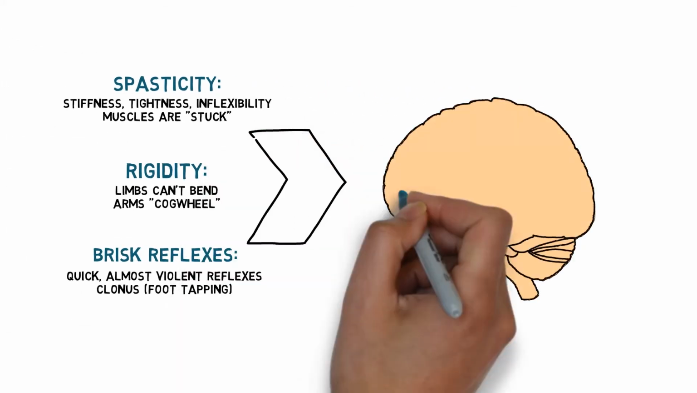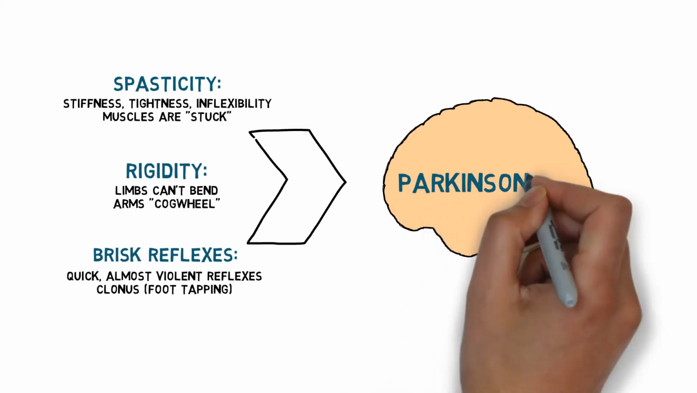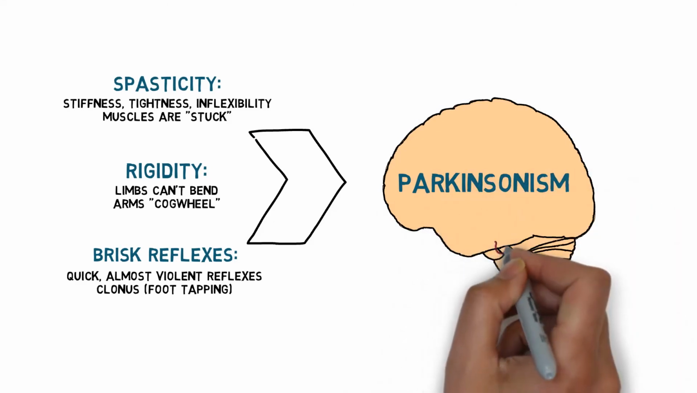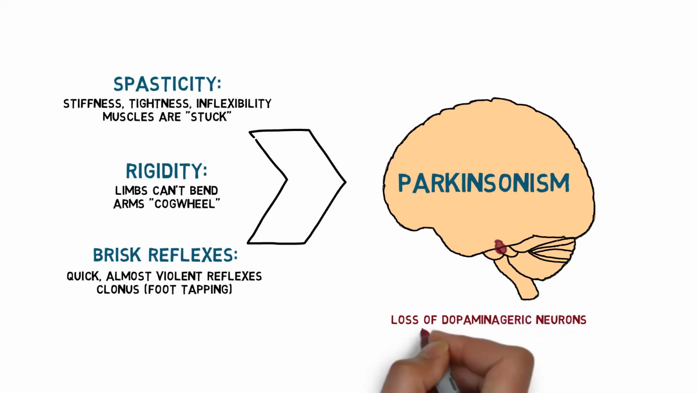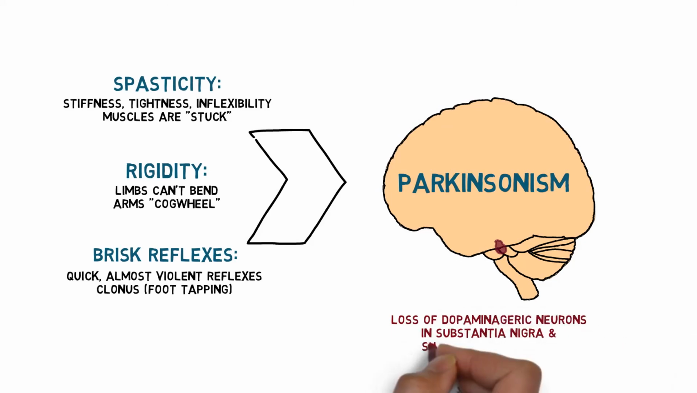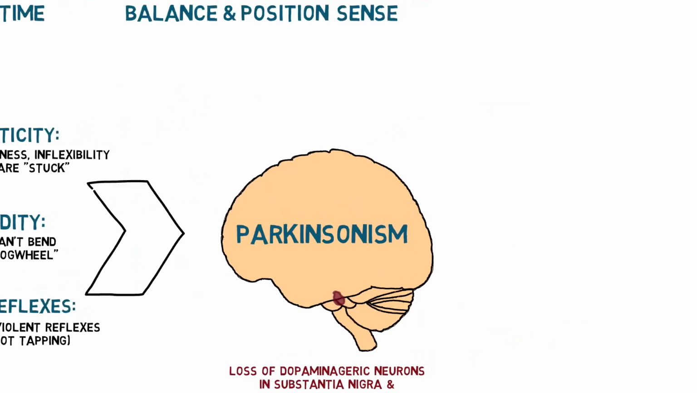All these symptoms occur in Parkinsonism. Parkinsonism is the loss of dopaminergic neurons in the subthalamic nucleus and the substantia nigra. When the upper motor neurons lose control of motor modulation, the lower motor neurons are released from that control, producing spasticity, increased reflexes, and rigidity. This ends the video on the upper motor neuron.